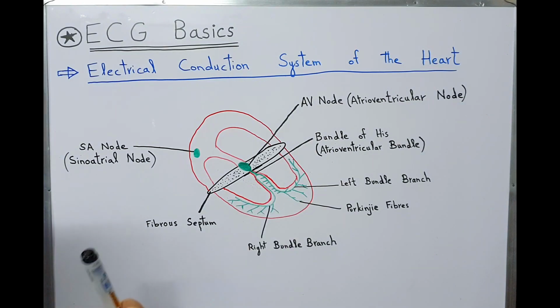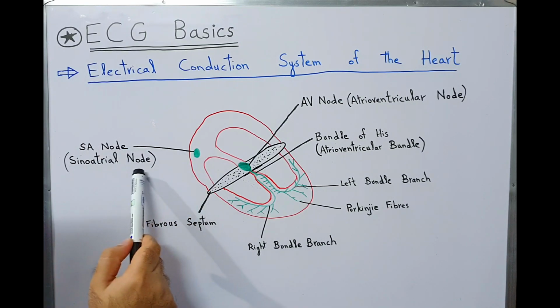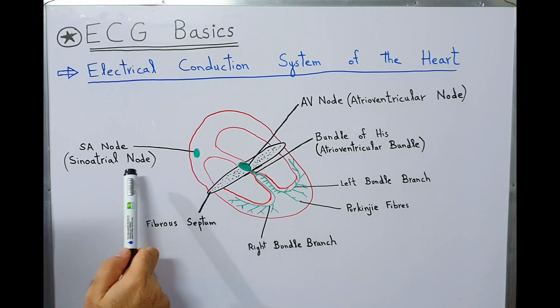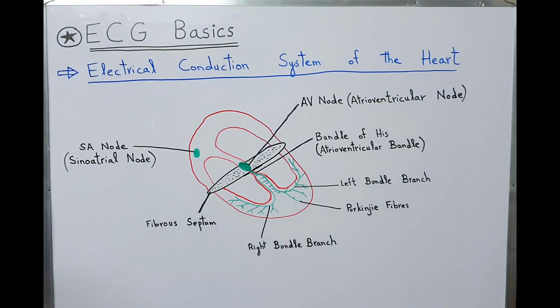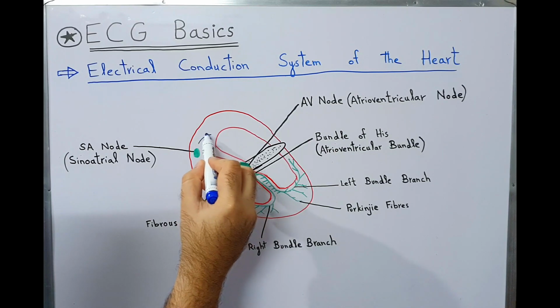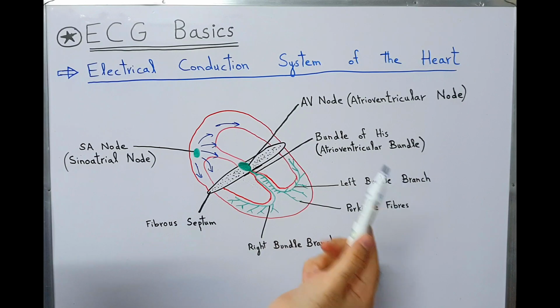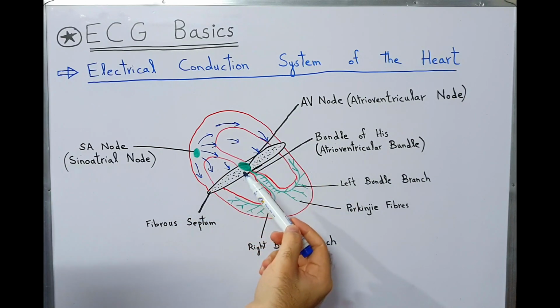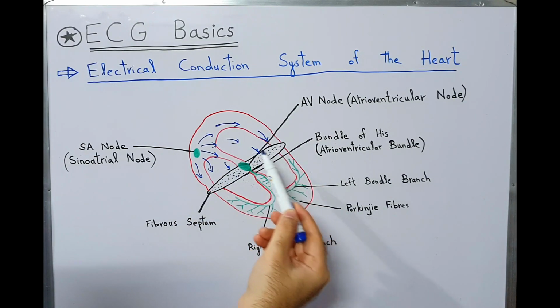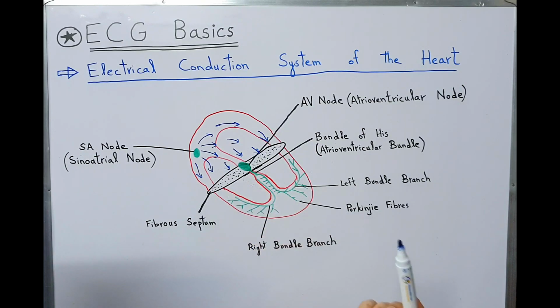The electrical activity in the heart starts here in a specialized area of the right atrium called the SA node or sinoatrial node. It is also called the natural pacemaker of the heart. When the SA node fires, the depolarization goes on in all directions. All the parts of both atria are depolarized. When depolarization reaches this fibrous septum, it does not move further because the fibrous septum is an insulator to electrical currents.